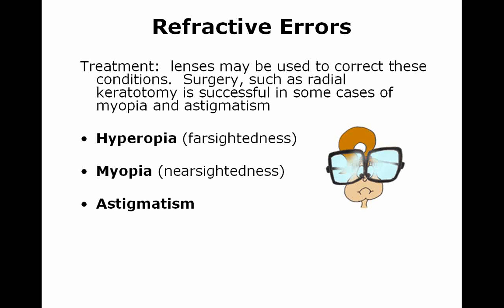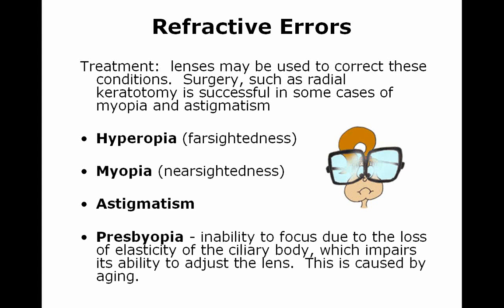Next is astigmatism, and astigmatism is kind of a combination there. It's an irregular focusing of light rays entering the eye, caused by the cornea not being exactly spherical as it should be, and the light rays are just not focused properly on the retina. It's the retina that's the layer that has the sensitive cells of vision, the rods and cones. And again, lenses could be used to correct the astigmatism.